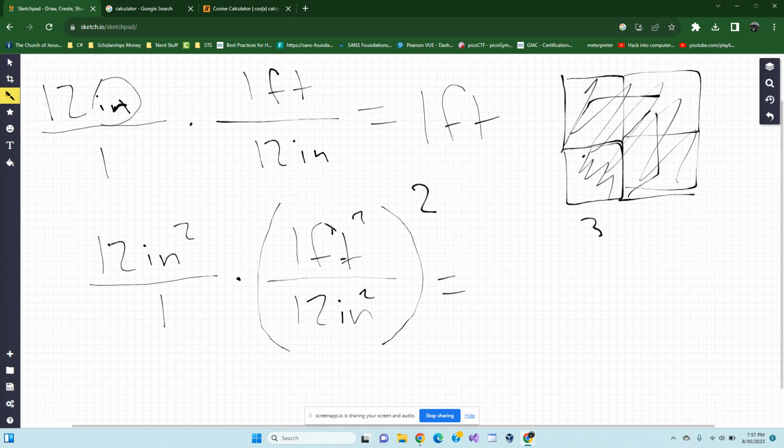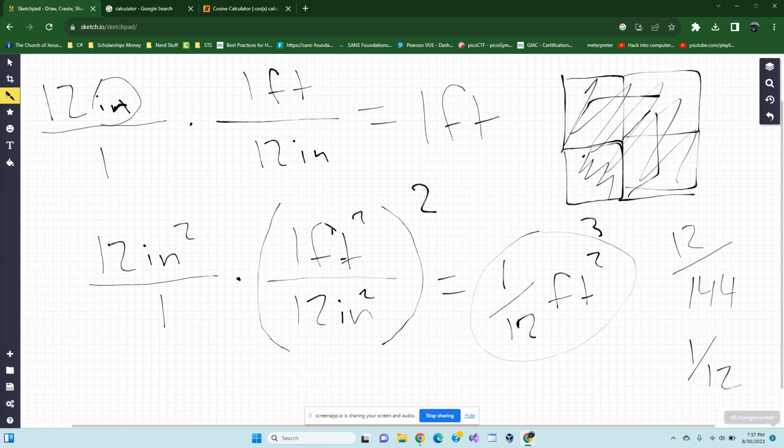And 12 squared is 144. Then 12 over 144 is just 1/12. So 12 inches squared actually equals 1/12 of a foot squared.